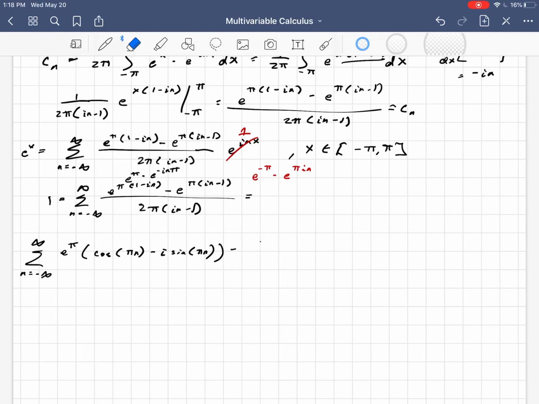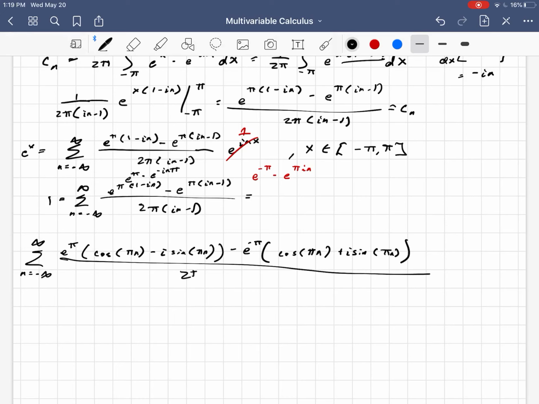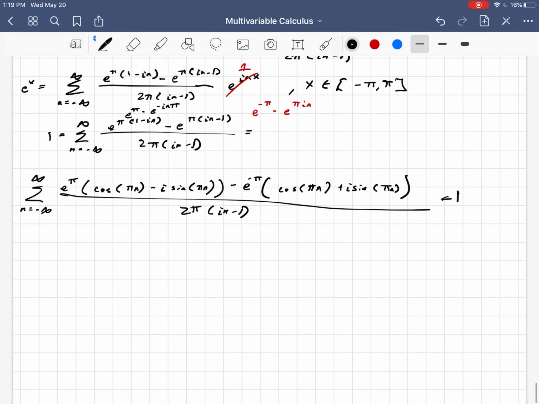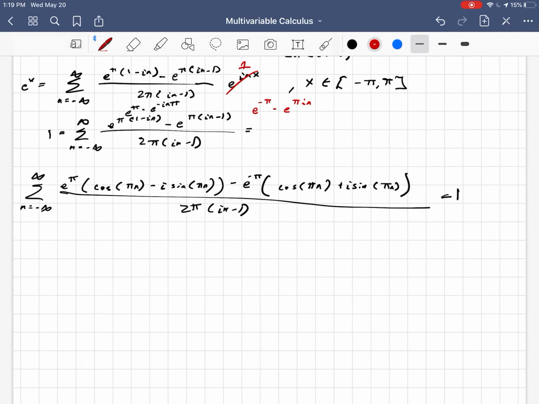Okay, so we get e to the negative pi times e to the pi in, which is cosine of pi n plus i times the sine of pi n. And this is all over 2 pi times in minus 1. And all this is equal to 1. So if someone asks you for a really complex form of, pun intended, a complex form of 1, you could give them this. So now the thing I would want to note is that n is integer values, basically, right?